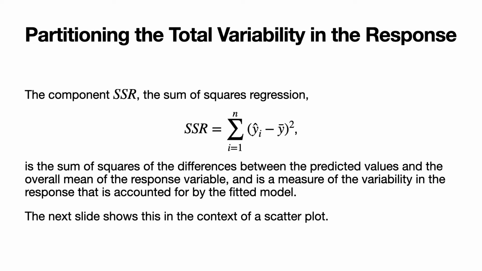Now the component SSR, which is an abbreviation for the sum of squares for the regression, is the sum of the squares of the differences between the predicted values, y hat sub i, and the overall mean of the response, y bar, and it is a measure of the variability in the response that is accounted for by the fitted model. The next slide shows this in the context of our scatter plot.